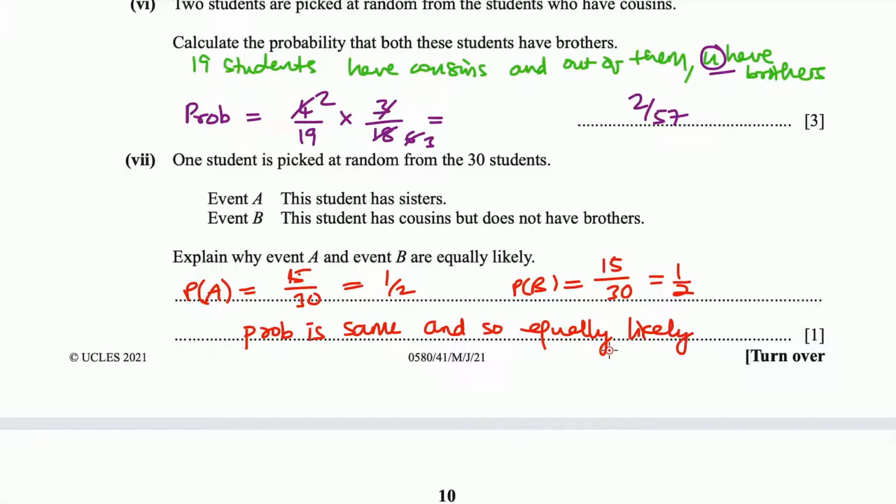So this looks like a lengthy problem, but it is a very simple problem. If you understand the concept of Venn diagrams, this problem is like free marks for you.